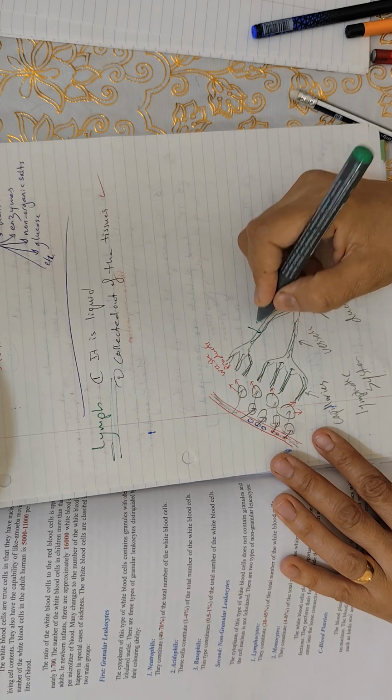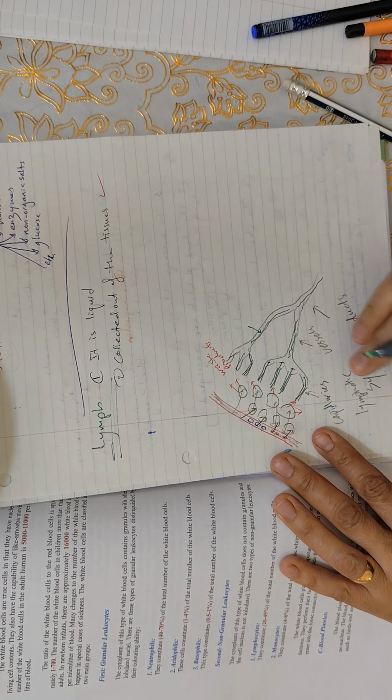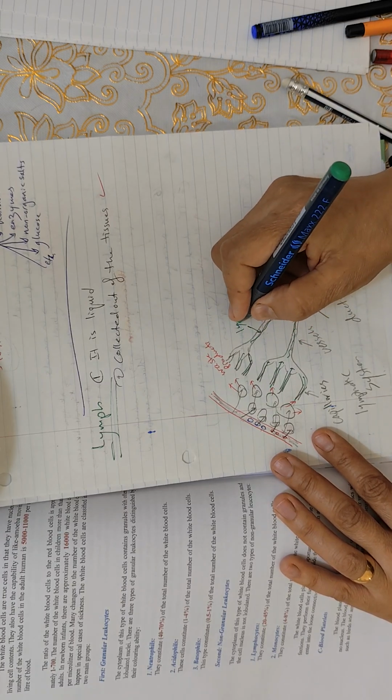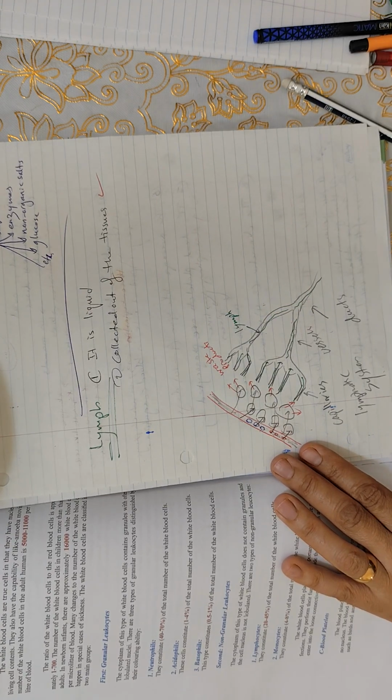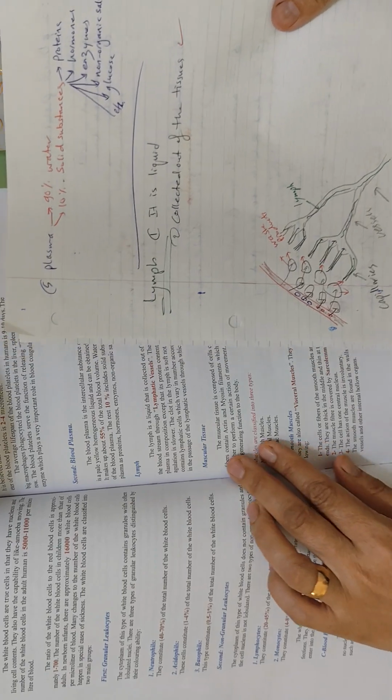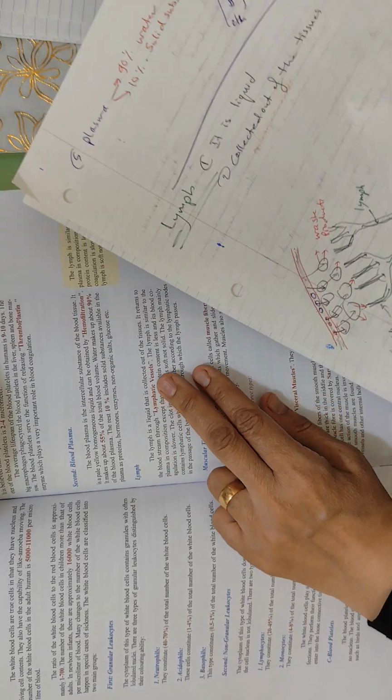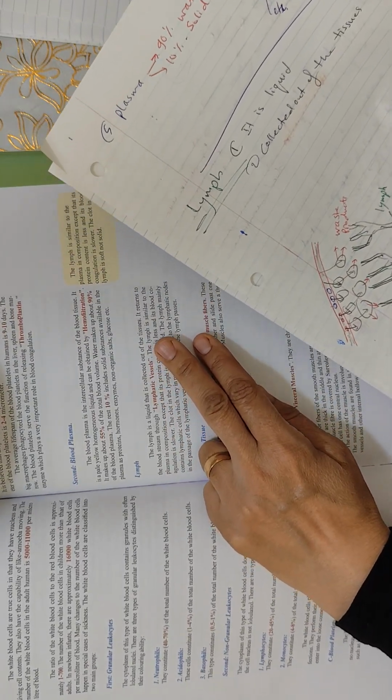So this liquid here that has entered the lymphatic system is known as the lymph. So that's why here it says it is liquid collected out of the tissues.